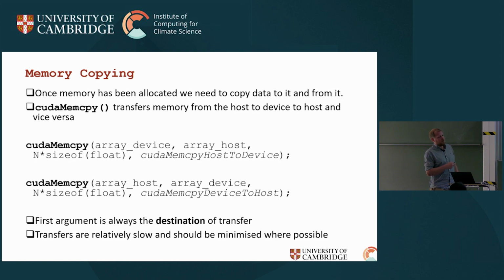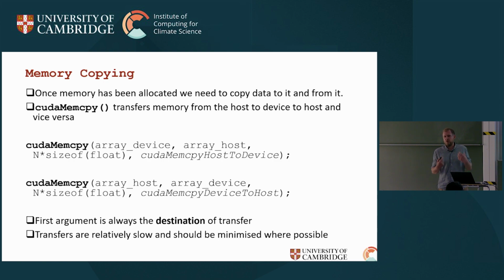Likewise, when we move it back off the device, we do the opposite. So destination always first, we've got host and device. Size again is the same, and then we say device to host. So transfers, as I said at the beginning, are quite slow. It's all got to transfer over PCIe or whatever kind of link architecture is going on there. So what we want to do is minimize memory copies and maximize the amount of compute.